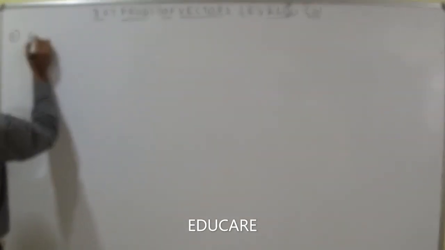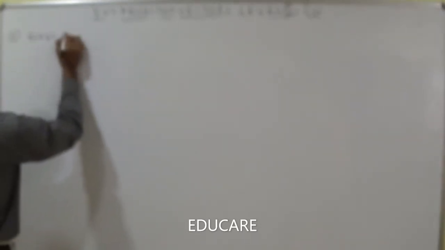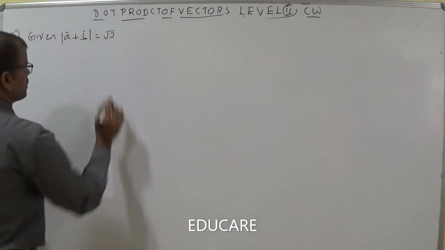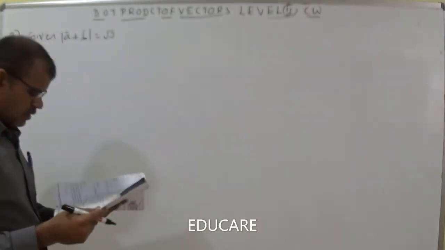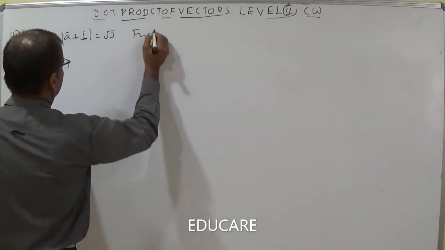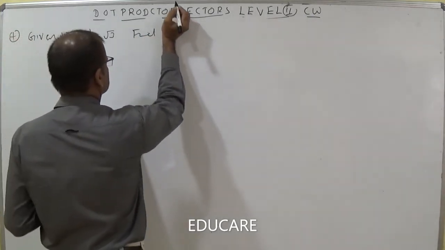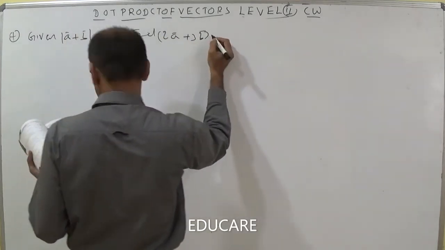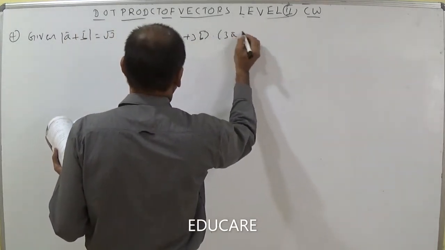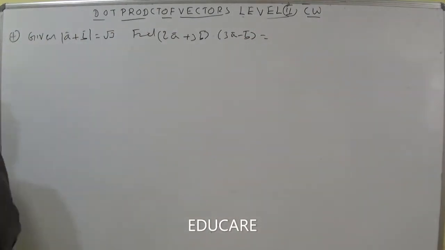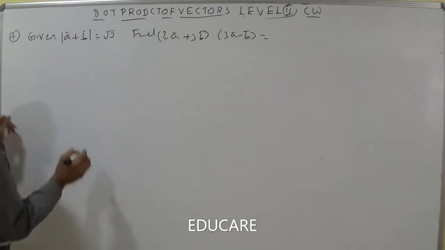The given data I am writing: modulus of A bar plus B bar is equal to root 3. Next he has given the data, find 2A bar plus 3B bar dot 3A bar minus B bar. What is the value of this one? Let us discuss this.